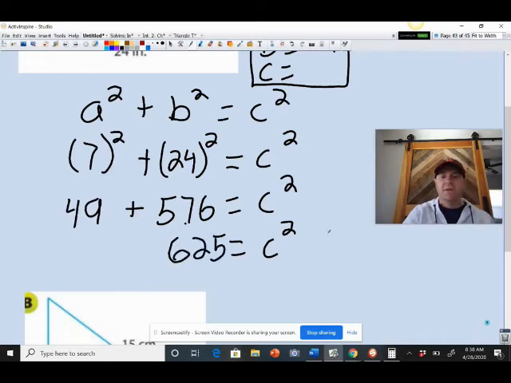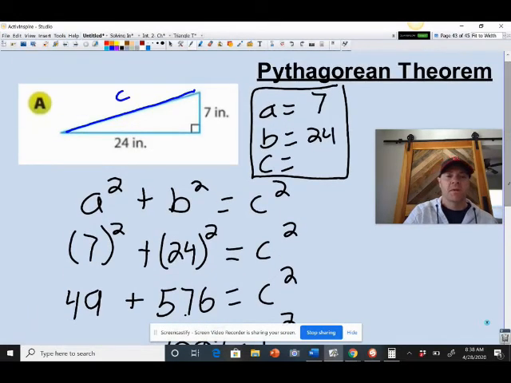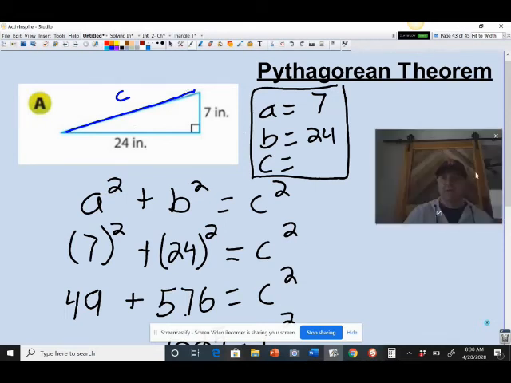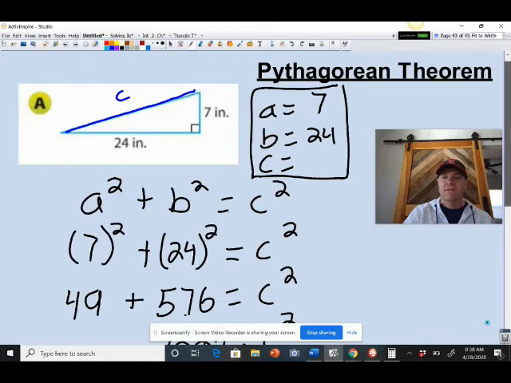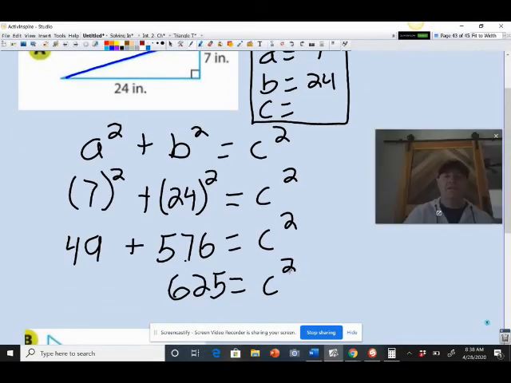So if we think about this, there is no way that the hypotenuse in this problem, if this is 7 inches and this is 24 inches, there is no way that this is 625 inches. That doesn't even make sense. It doesn't match my drawing. It doesn't match my scenario. So what have I done? Oh, that's not C equals 625, that's C squared.